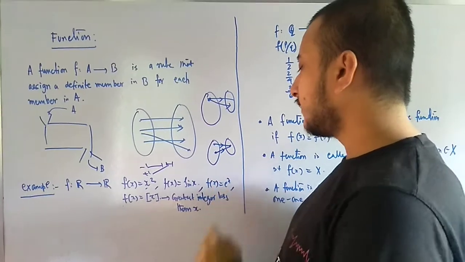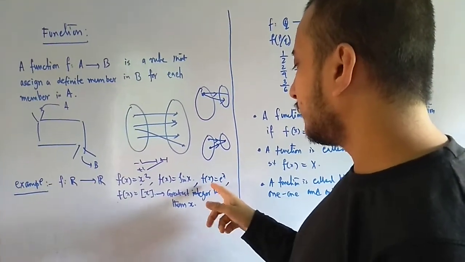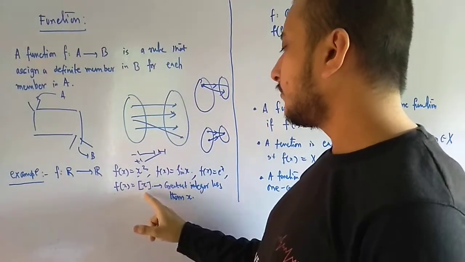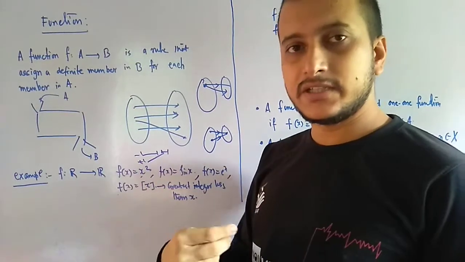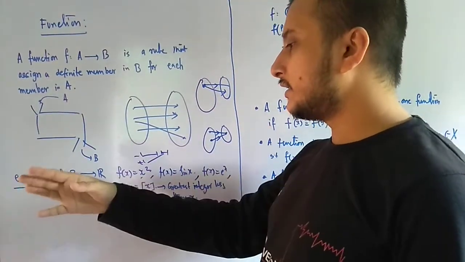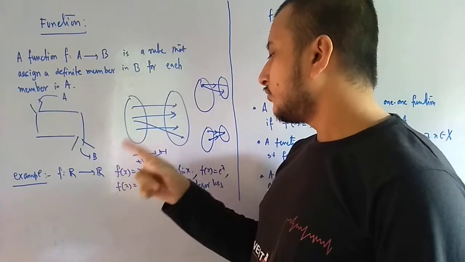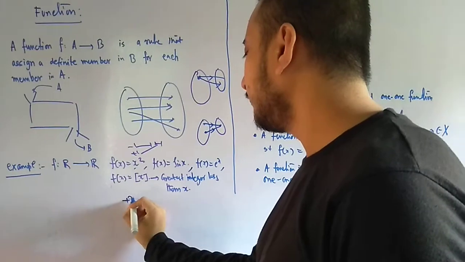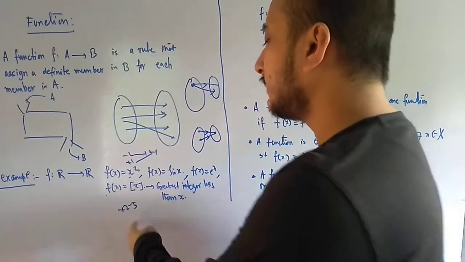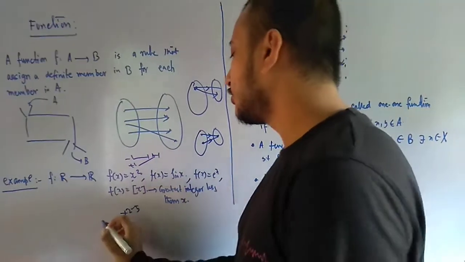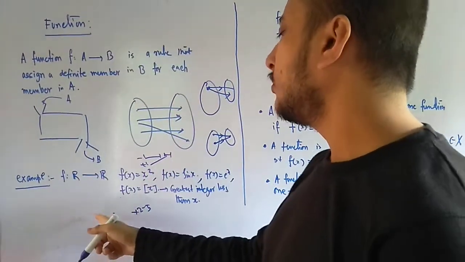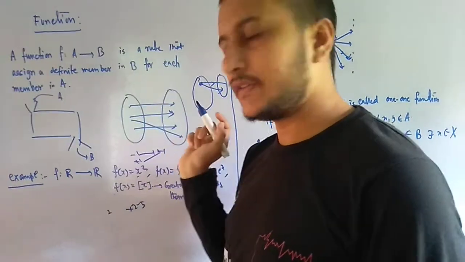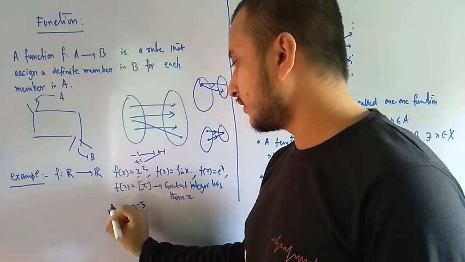Next, you have the exponential function. Then you have the greatest integer function. What is the greatest integer function? For any real number x, you consider all the integers that are less than or equal to x. Then you take the greatest integer among all those integers. For example, if you have 2.5, you consider all the integers less than 2.5: 2, 1, 0, minus 1, minus 2, and so on. But you have to take the greatest, which is 2.